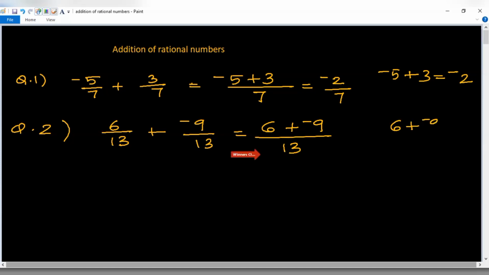6 plus negative 9. Here also we are adding a positive and a negative number, and in magnitude, negative 9. Negative is always smaller than positive numbers, but we are checking the magnitude only, 6 or 9, which is greater. 9, and 9 here is negative, so our answer is also negative, and we have to subtract smaller from bigger, so it is negative 3. So here the answer is negative 3 by 13.